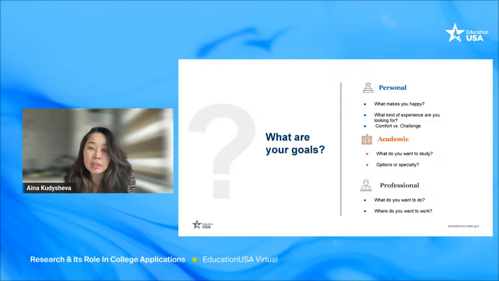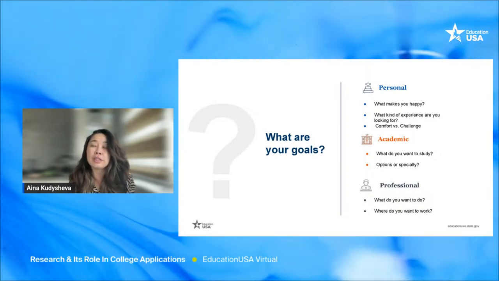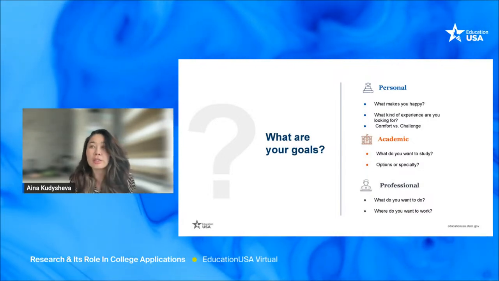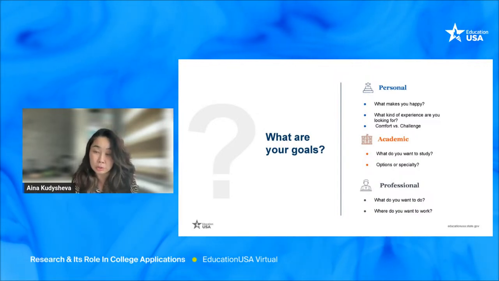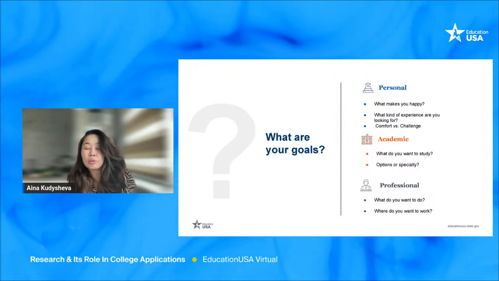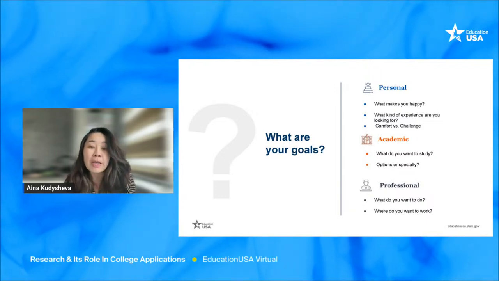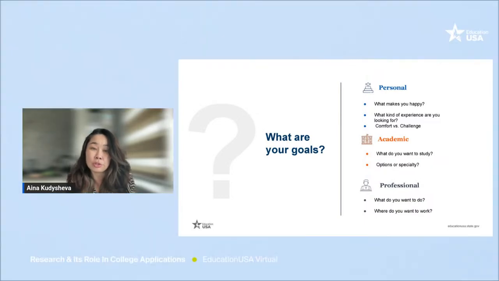Academic goals, like what you wanna study and options, or specifically majors you want to choose. So you should understand if these options are given by the university you're gonna choose, and if you can change your mind during your studies. Like during the first years, you can change your major, or the university is strict about this and you cannot change your major. And professional, of course, what you're gonna do after you finish your university.